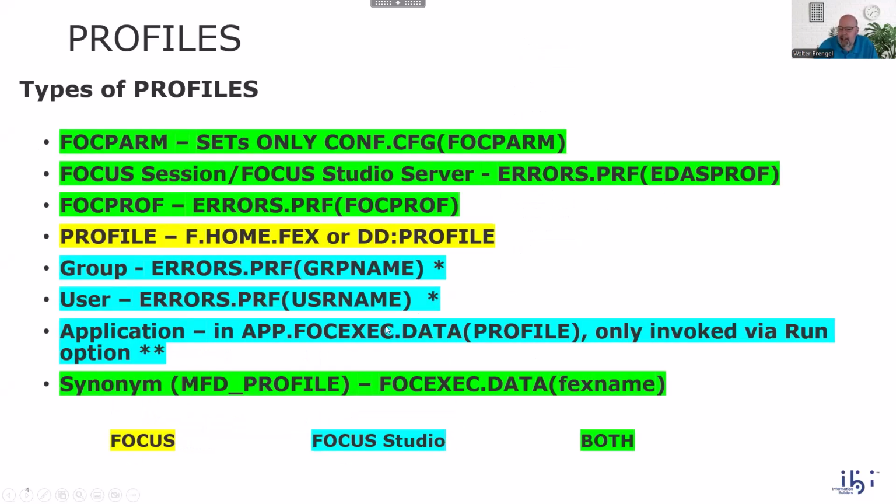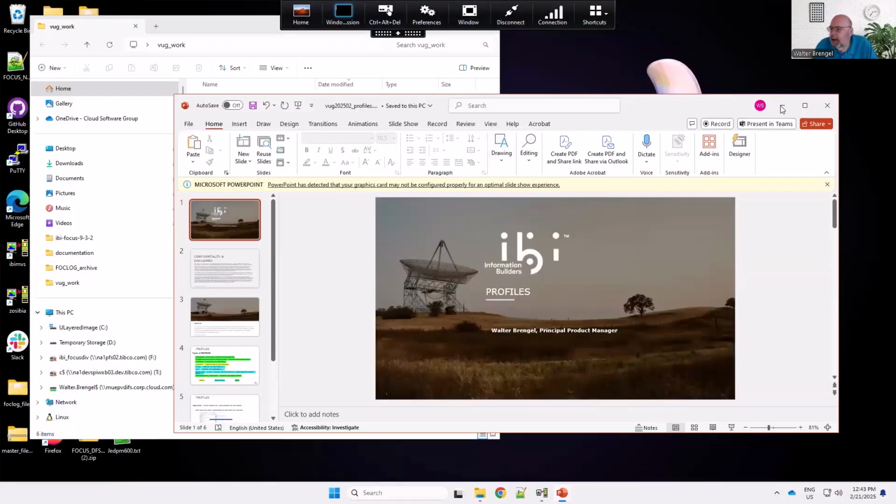A couple other asterisks: my group and my user. I have these asterisks next to it because what you think you're running might not be what you're running. And I'm going to show you what I mean by that. So I think that's the end. So let me get out of here.